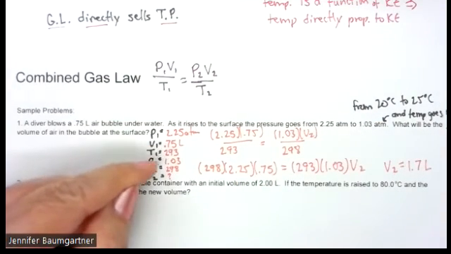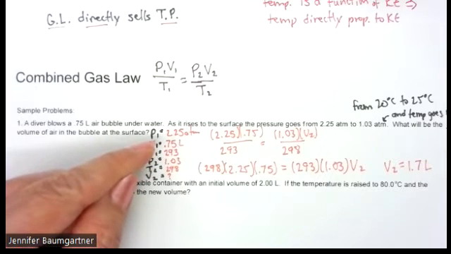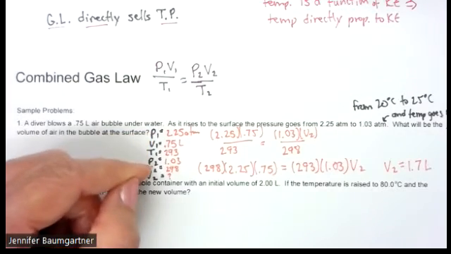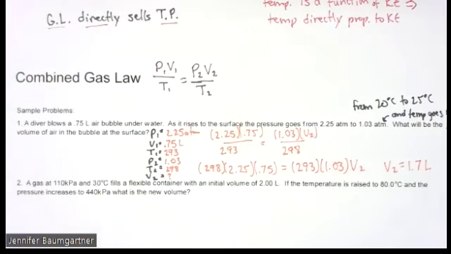So my volume went up. Well, my temperature went up, and we know that volume and temperature are directly proportional. So if temperature goes up, volume should go up. Okay, check there. My pressure went down, 2.25 down to 1.03, and I know that volume and pressure are inversely proportional. So yes, this answer makes sense. All right, go ahead and pause the video and try this second one, and I'll see you in a minute.